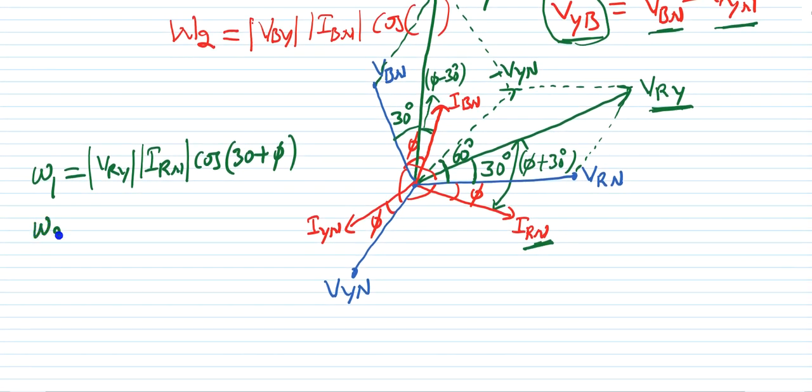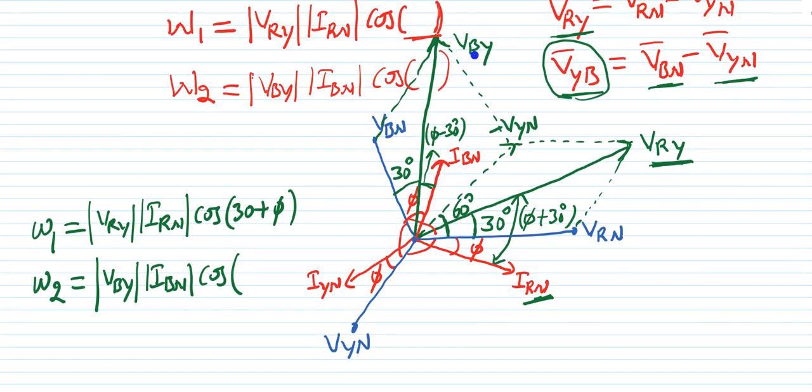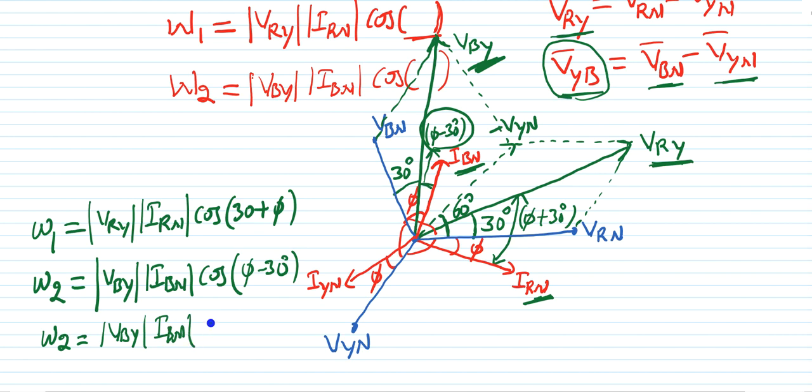After getting this, what is W2 here? W2 is nothing but VBY and IBN, and cos of the angle between VBY and IBN. What is the angle between these two? It is pi minus 30, which can also be written as 30 minus pi. Cos of minus theta is again cos theta, so I can write VBY IBN cos of 30 minus phi. So W1 and W2 expressions can be written from this analysis.